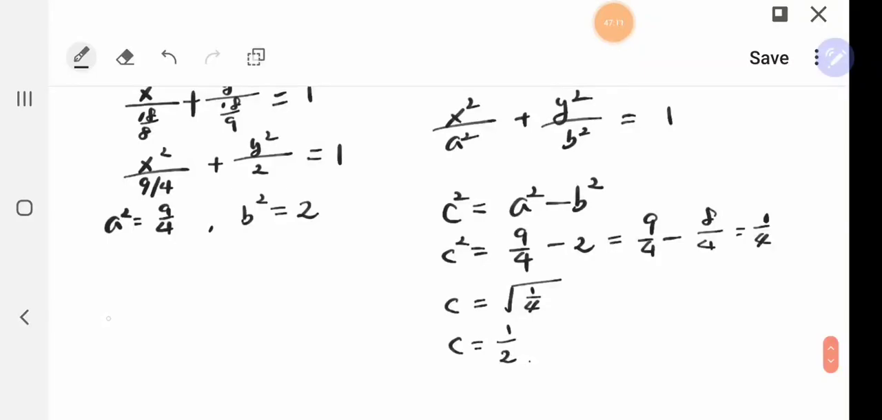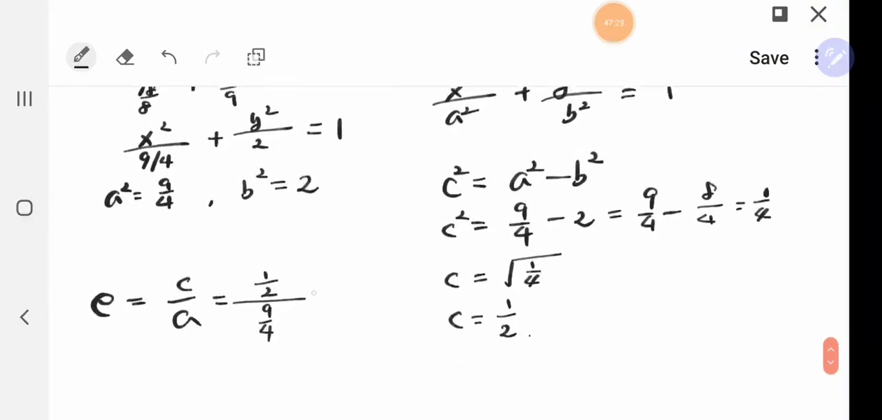So the eccentricity is c over a, and c is 1 over 2. A is the major axis, so 9 over 4 is greater than 2, so 9 over 4. Then this is equal to product of outside over product inside, 2 over 9. Did we do something wrong? Okay, sorry about this one. Made a mistake again.